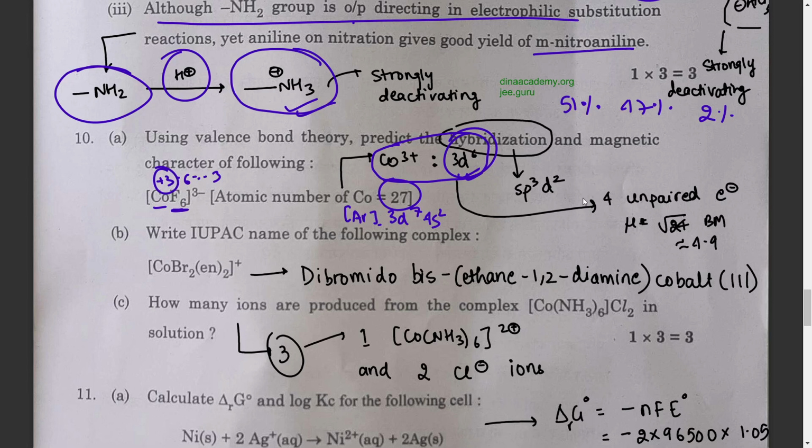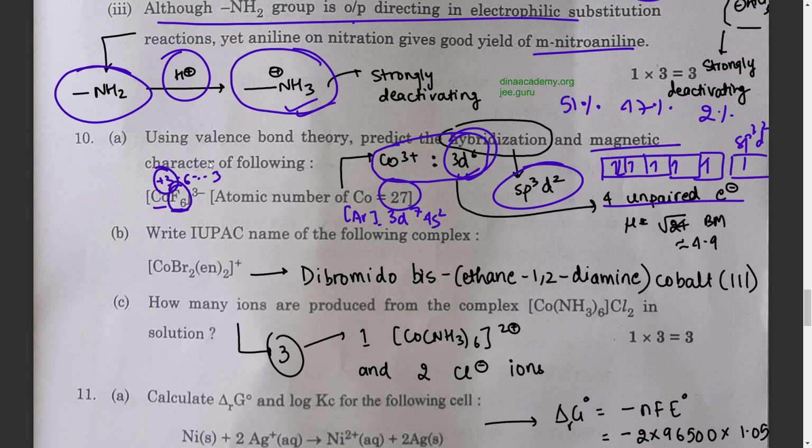that means you will have an outer orbital complex. So you have sp3d2. So the d orbitals, let me just draw that first. The d orbitals of cobalt, and then the rest, sp3d2, those will get hybridized and then accept the lone pairs from fluorine. So that you have 4 unpaired electrons. The magnetic moment is square root of 4 into 6, that is square root of 24. And since they have asked the magnetic character and not the magnetic moment, the magnetic character is paramagnetic.